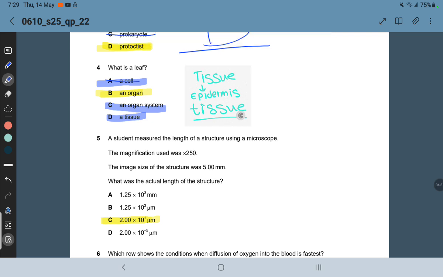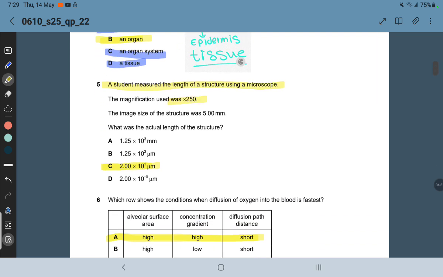Now move to question number 5. Question number 5 is telling you a student measured the length of a structure using a microscope. The magnification was 2 times 250. The image size was 5 micrometers, and it's asking for the actual size. So we can use a triangular formula called I AM.